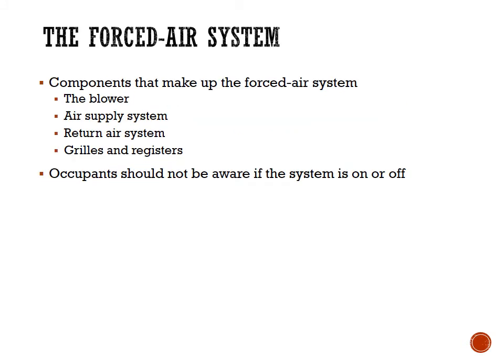Components of the forced air system: we need a blower motor that goes into the air handling unit, an air supply system going to the house, and a return air system coming from the house, or also a combination from the house and outside. And we need grills and registers that will act like your dispenser for the hot air or cold air inside the room.